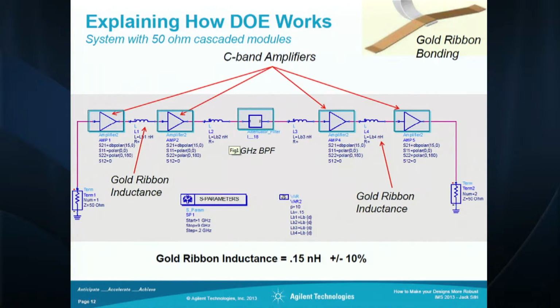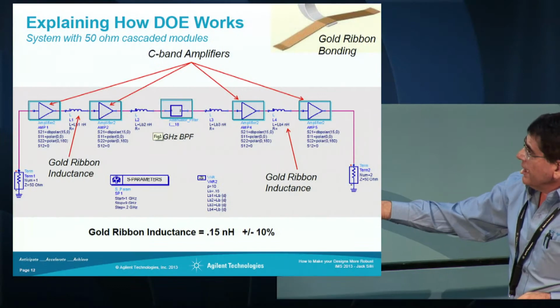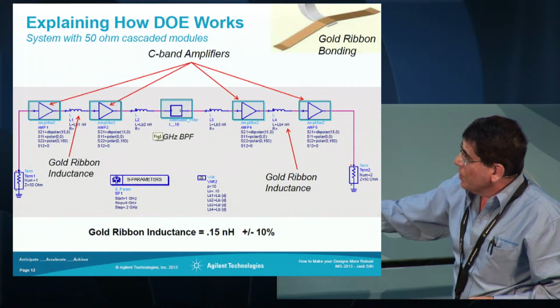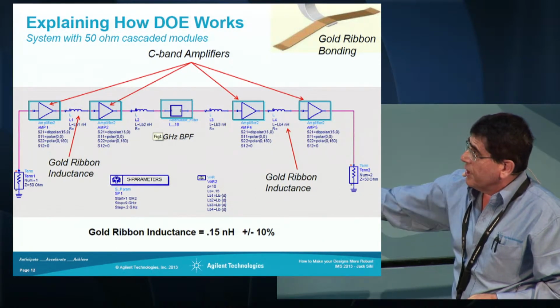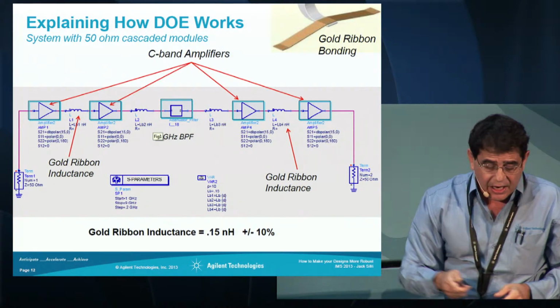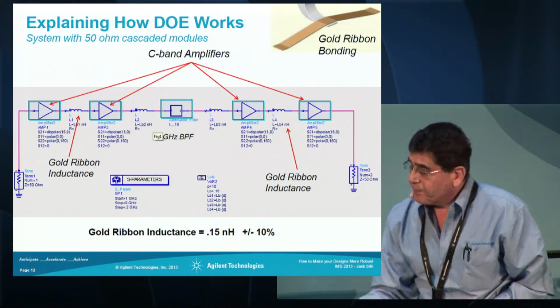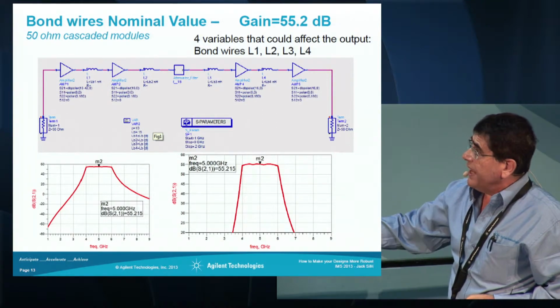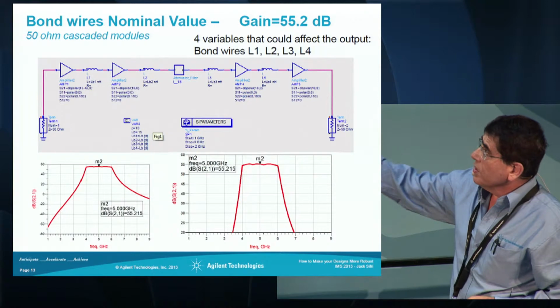And what you see here in between these modules is an inductance of a gold ribbon. So if you have a system tray and you put a gold ribbon between the modules, there's an inductance associated with that gold ribbon. I go ahead and simulate this system with the gold ribbon, 0.15 nanohenry nominal value here, and I get about 55.2 dB of gain for the whole chain.